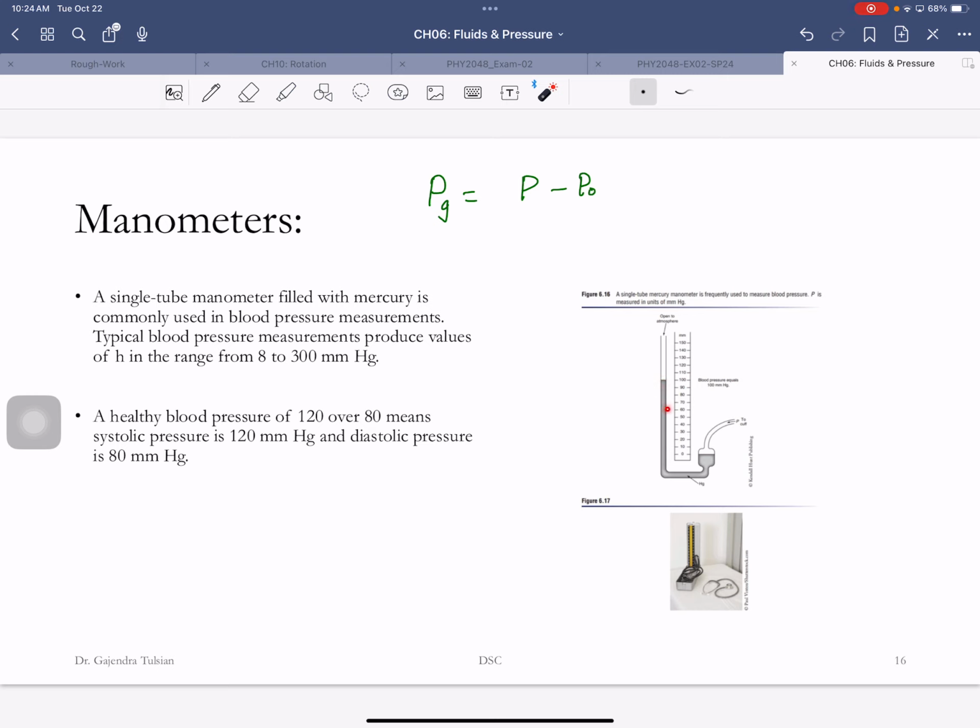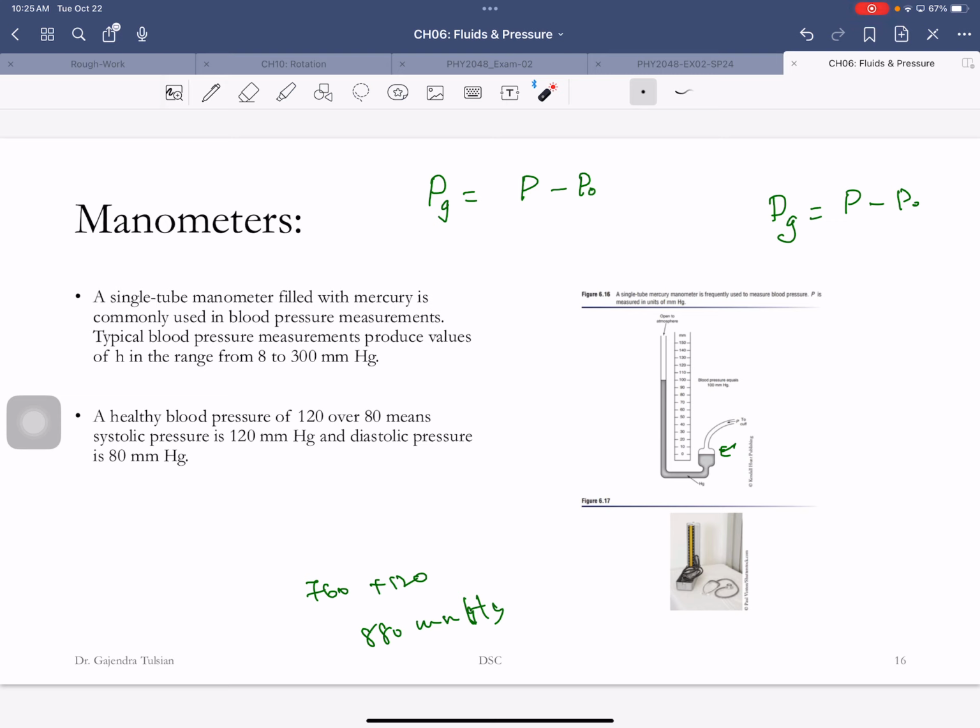So the pressure is greater than the atmospheric pressure by 120 millimeters of mercury. The actual pressure at this location would be 760 plus 120, which is 880 millimeters of mercury. So again, all the blood pressures that you hear are gauge pressures. They're the actual pressure minus atmospheric pressure.